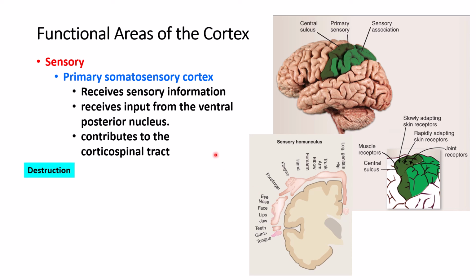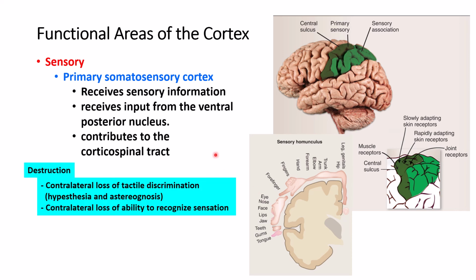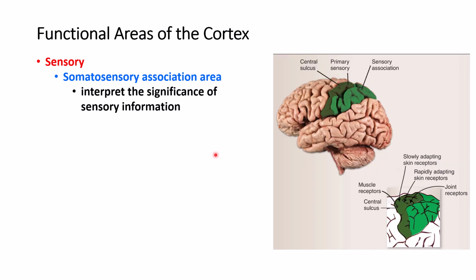And if the primary sensory cortex is damaged, then you can get a contralateral loss of tactile sensation, which is hypesthesia. Hypesthesia means decrease in sensation. Astereognosis is that you cannot recognize forms, and again it's contralateral, so it is crossing the midline, if you remember, from the different pathways that are there. So you cannot recognize different sensations.